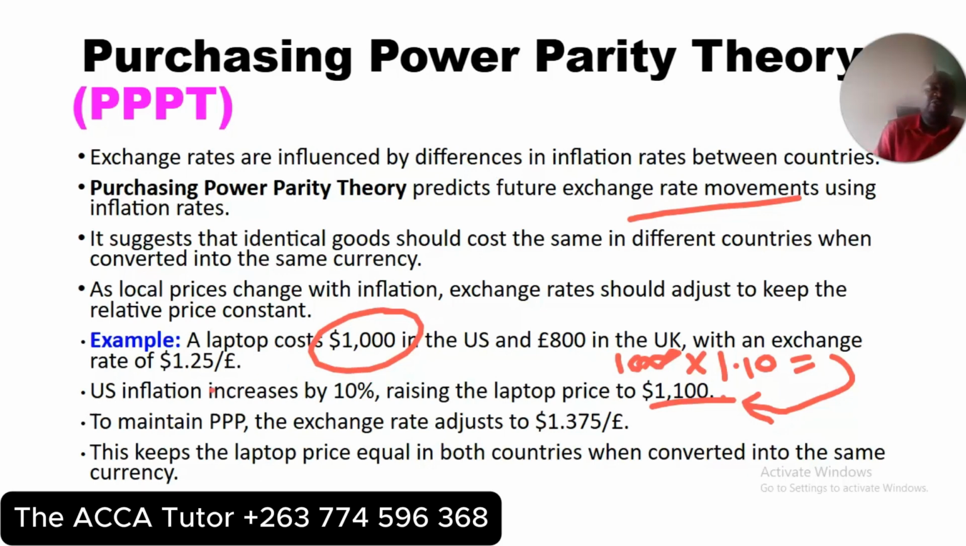So originally it was 1.25. If we say 1.25 multiplied by 1.1, we are also going to arrive at 1.375. Right, but what does that mean? Somebody might be wondering.